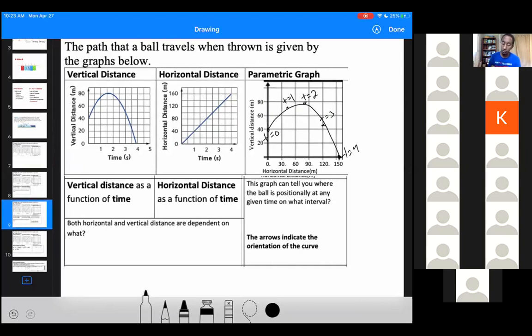Okay. So this graph can tell you where the ball is positionally at any given time on the interval, okay? Because if we didn't have this parametric graph and we didn't plug in t every time, we wouldn't have this information. And if I asked you, where is the ball after 3 seconds, just from this graph, you couldn't answer that, right? If I said, where is the ball after 3 seconds, just from that graph, without the parameter of time, you wouldn't know where the ball is at that time of 3 seconds.